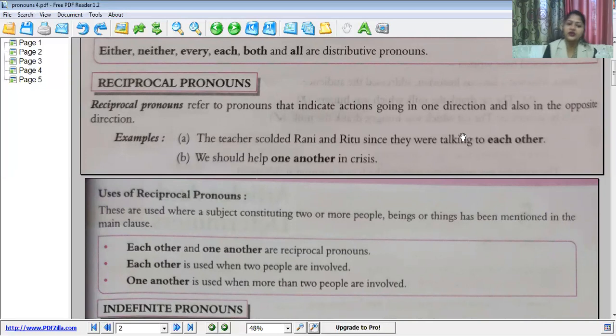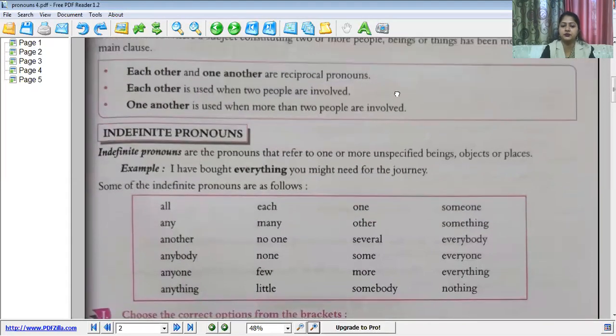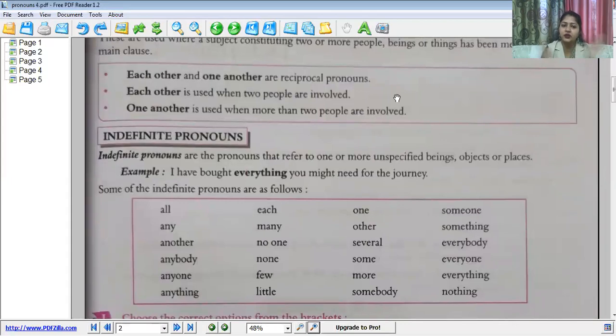Okay, children. Now let's go on to learn about indefinite pronouns, which is the last kind. And then we'll proceed on to do exercises. Indefinite pronouns are the pronouns that refer to one or more unspecified beings, objects, or places. I have bought everything you might need for the journey. So they are not being specific. They refer to one or more unspecified objects or beings or places.